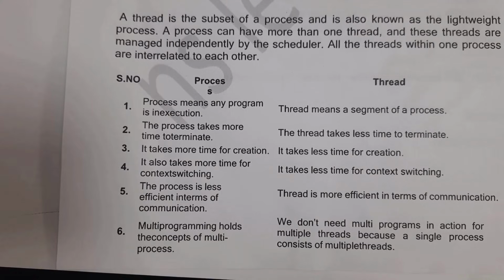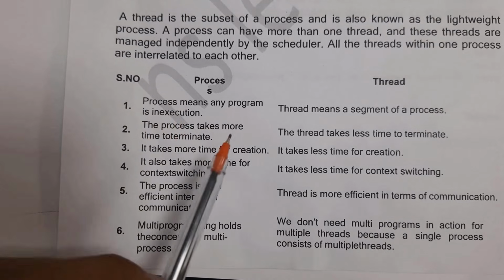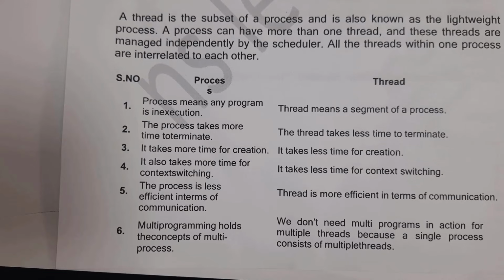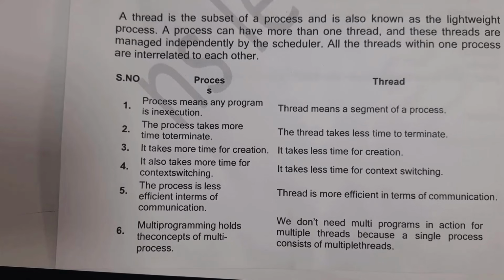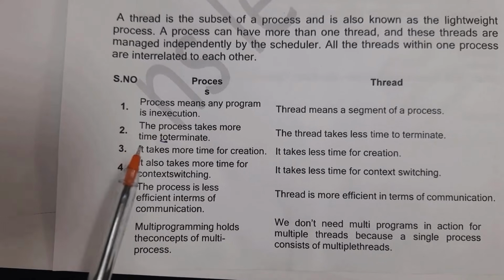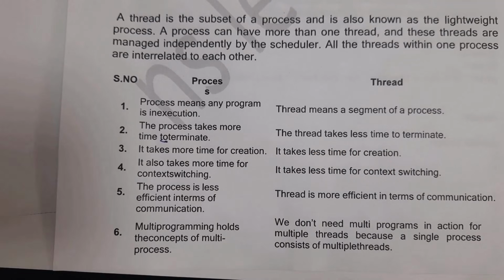Next I will explain the difference between process and thread. Process means any program in execution. Any program which we are executing is known as a process. And next, thread means a segment of a process. Thread is nothing but a subprocess. The process takes more time to terminate, whereas a thread takes less time to terminate. And similarly, a process takes more time for creation, whereas a thread takes less time for creation.